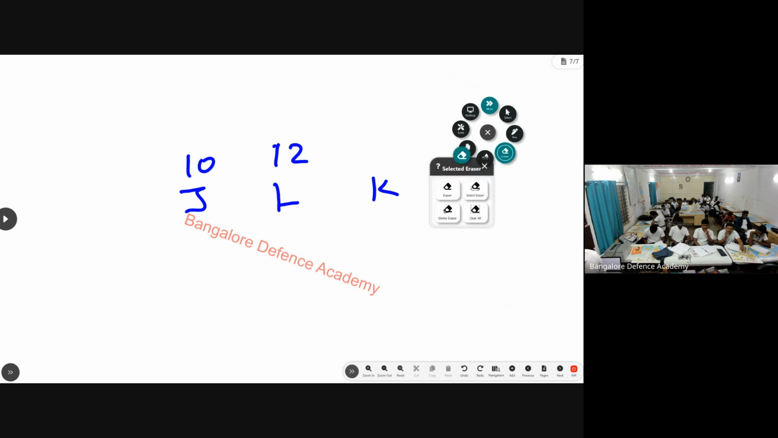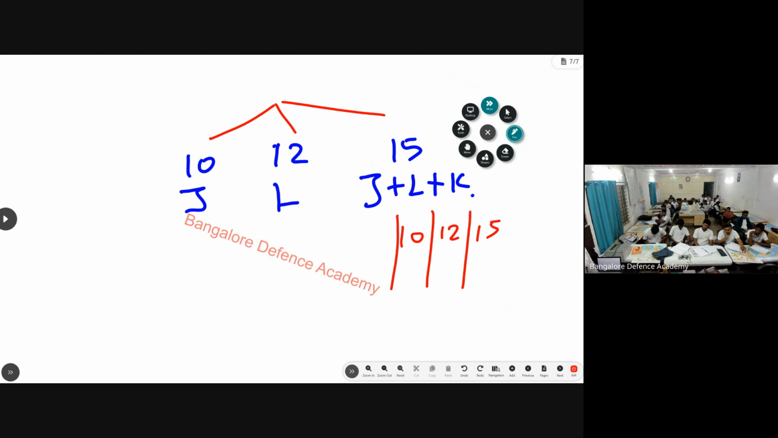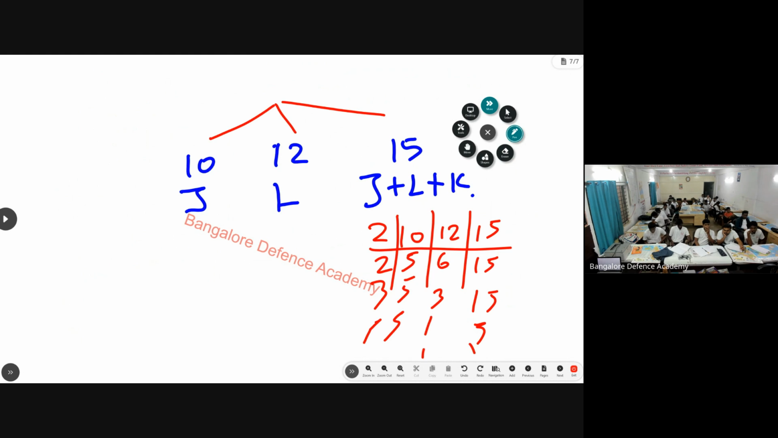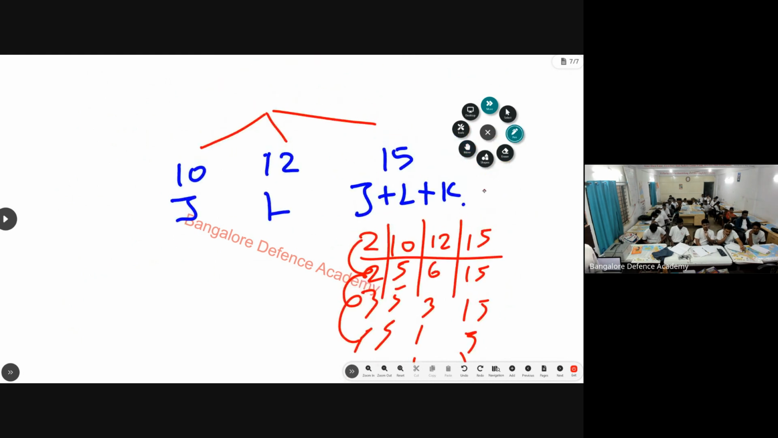They didn't give K, actually they have given that J plus L plus K, they can do it in how many minutes? 15 minutes. So first, I am going to find the LCM. So 10, 12, and 15, so what is the LCM? 2, 5, 6, 15. Then again take 2, 5, 3, 15, then 3, 5, 1, 5, then 5, 1, 1, 1. 5 threes are 15, 15 twos are 30, 30 twos are 60. LCM we got 60. Now 60 by 10 is how much? 6. 60 by 12? 5. 60 by 15? 4.